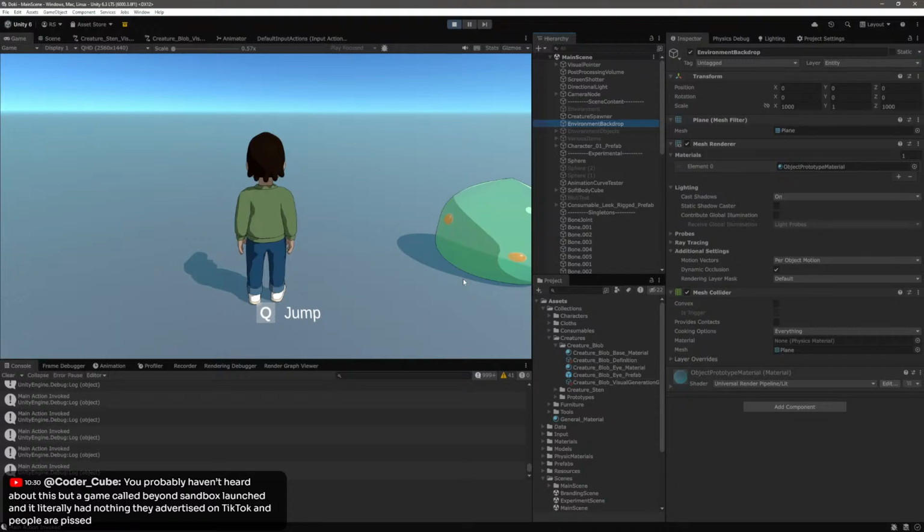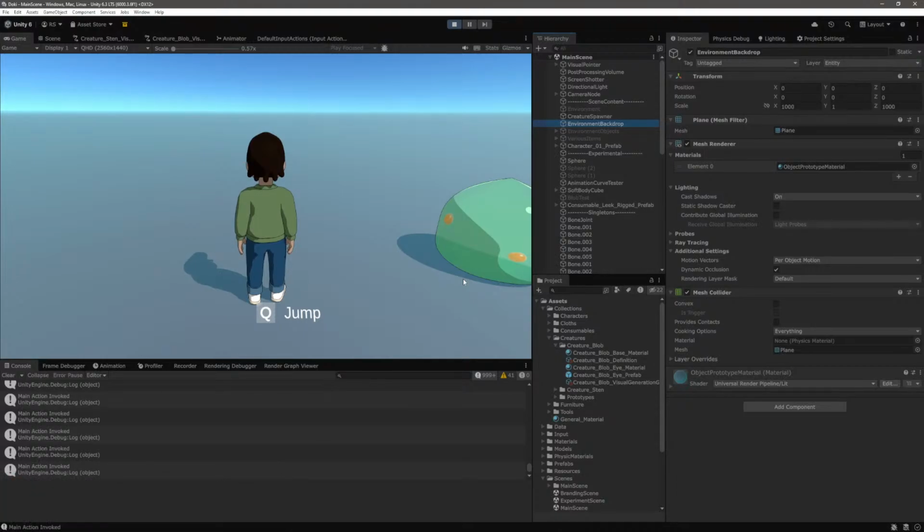Code Cube, Beyond Sandbox. I've been following the newly released Sandbox game, however you pronounce it, from the creators of Garry's Mod, right? Is that the same? Are we talking about the same game?